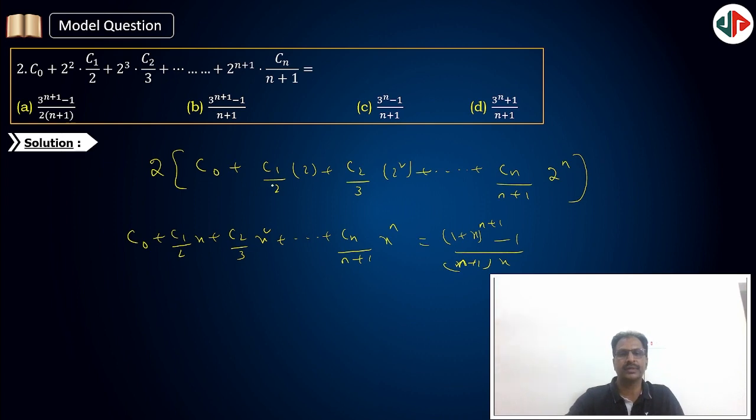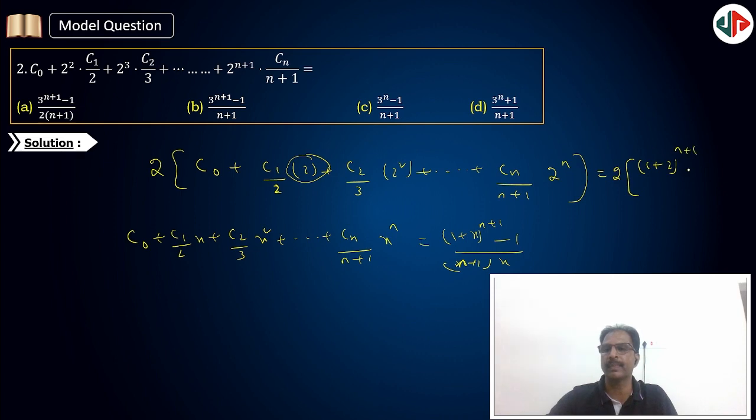Now for us, in place of x we have 2. So apply that formula for this by replacing x with 2. So ((1 + 2)^(n+1) minus 1) by ((n+1) into 2).